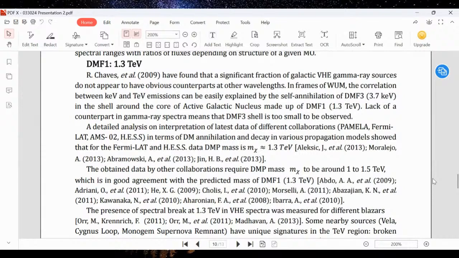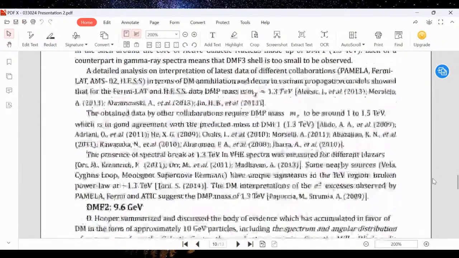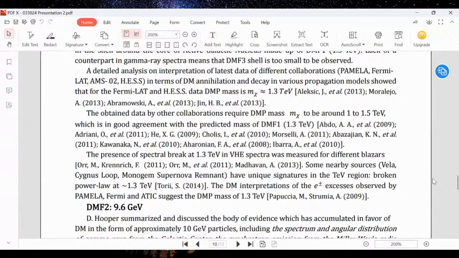The data obtained by other collaborations require a dark matter particle mass of around 1 to 1.5 tera-electron volts, which is in good agreement with the predicted mass of DMF1, 1.3 tera-electron volts. Look how many references I have.